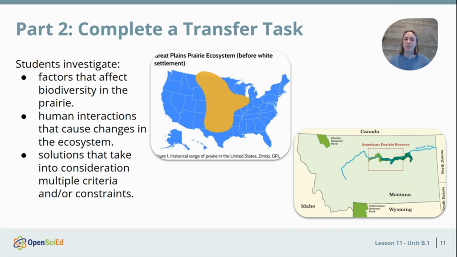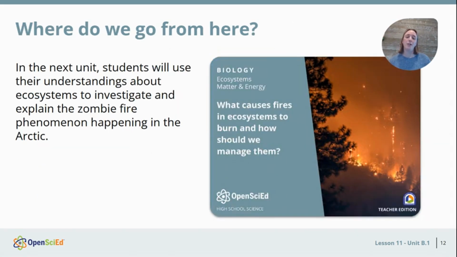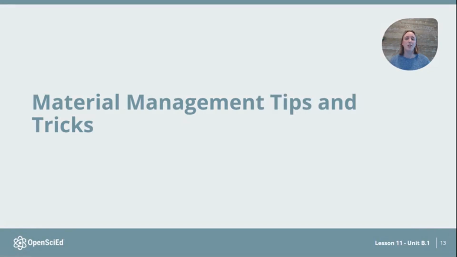We look at a prairie interaction map like the SAGE modeler from the Serengeti unit and discuss data that links bison to different types of plants. To finish up our transfer task, we learn about a conservation plan in Montana and discuss interest holders' priorities and trade-offs. Students then decide whether the plan to unite private and public lands in Montana is a good idea. As we close out the Serengeti unit, we look forward to our next unit. In the next unit, students will be using their understandings about ecosystems to investigate and explain the zombie fire phenomenon happening in the Arctic. Let's talk about some helpful strategies for Lesson 11.